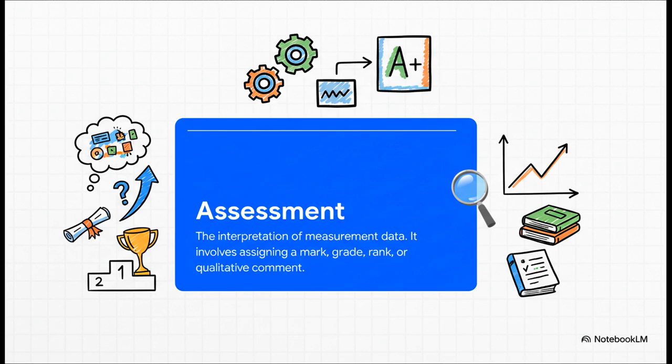Next up the ladder is assessment. This is where we take that raw data from the measurement step and we start to interpret it. We give it some context. So that 9 out of 10 score, that might become an A grade. That 100-meter throw, that could put the athlete in first place. Assessment is what gives those raw numbers their meaning.